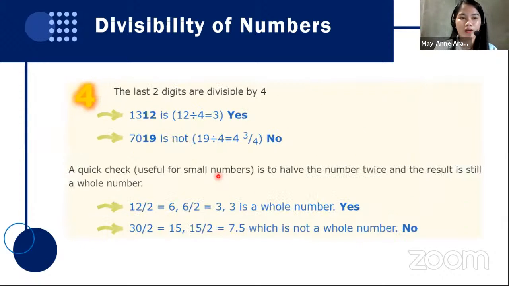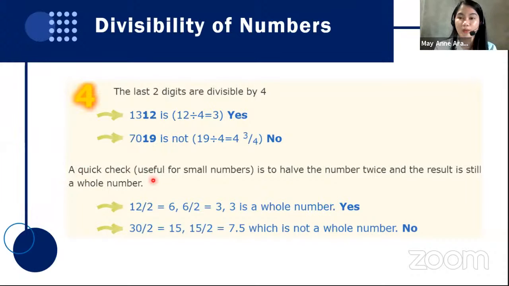Next, we have 4. The last 2 digits are divisible by 4. We know that a number is divisible by 4 if its last 2 digits are divisible by 4. So for 1,312, since 12 is divisible by 4, 1,312 is also divisible by 4. And for 7,019, 19, the last 2 digits, is not divisible by 4. So this number is also not divisible by 4.